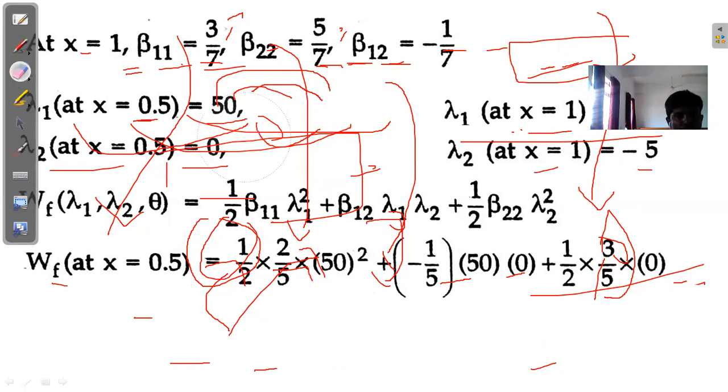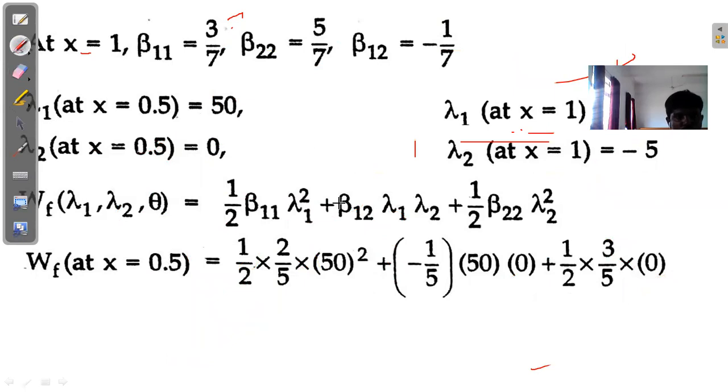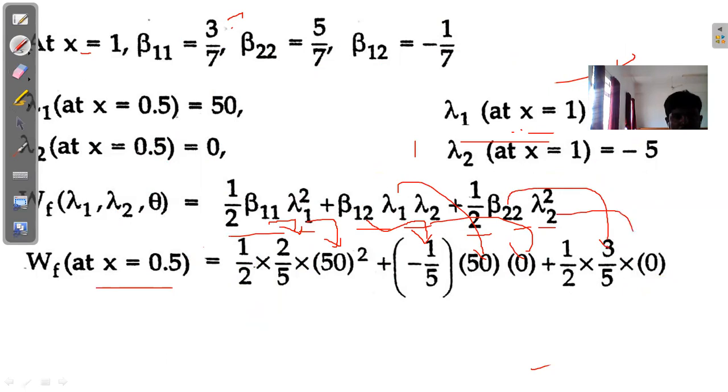Therefore, field energy equal to 1 by 2 into beta 11 into lambda 1 square, plus beta 12 into lambda 1 lambda 2, plus 1 by 2 into beta 22 into lambda 2 square. So here first condition x equal to 0.5. We already found beta 11 equal to 2 by 5, lambda 1 equal to 50 square, beta 12 equal to minus 1 by 5, lambda 1 equal to 50, and lambda 2 equal to 0. Similarly, beta 2 equal to 3 by 5, lambda 2 equal to 0.